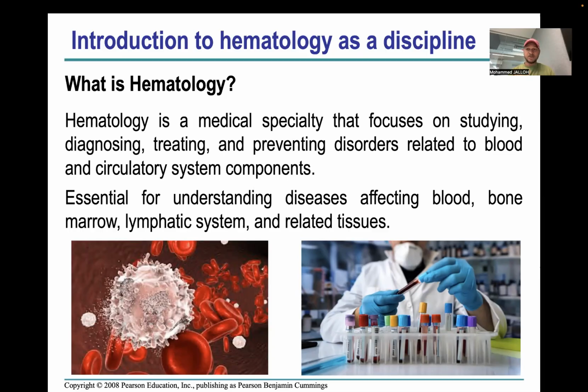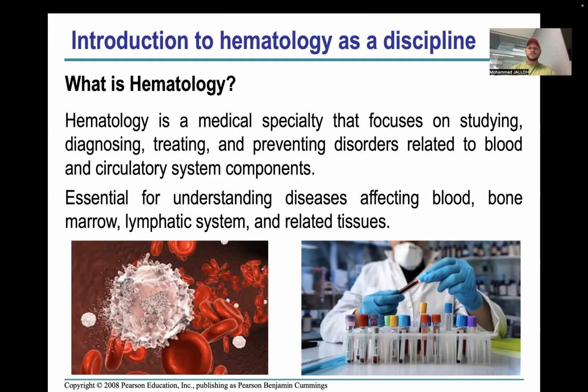So the first thing is the studying of the blood. We study the blood, we diagnose the blood, we treat the blood, and we also use the study of hematology to prevent disorders. Here, disorders talks about diseases, or sometimes faulty things that can happen to the blood that lead to diseases, and that is also associated with the circulatory system, right? Because we know it's the circulatory system that is responsible for transporting blood from one area of the body to another. So studying hematology without mentioning the circulatory system would be a sin. Hematology is essential for understanding diseases that affect the blood, the bone marrow, the lymphatic system, and other tissues related to the human body and the blood as well.